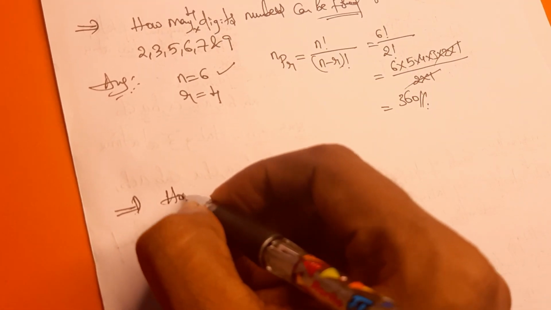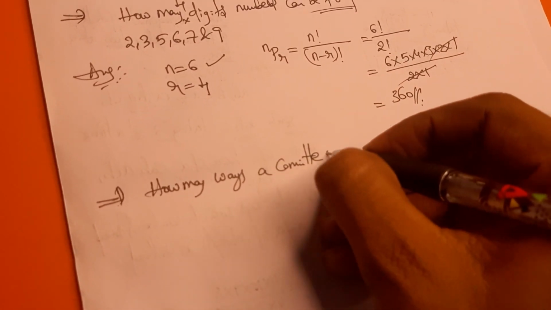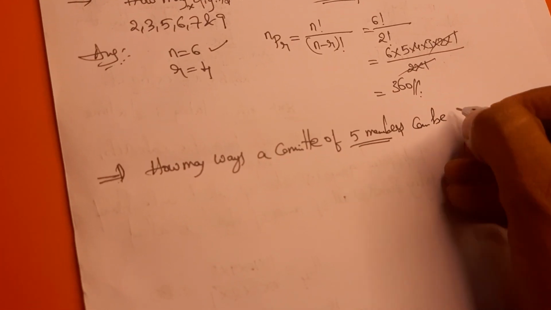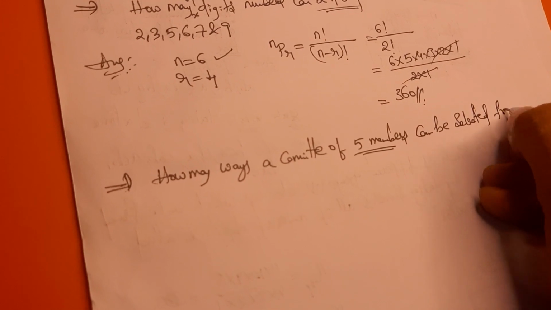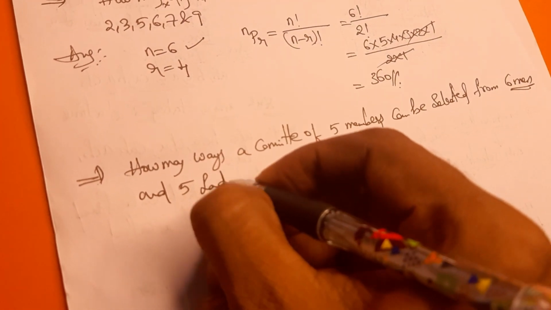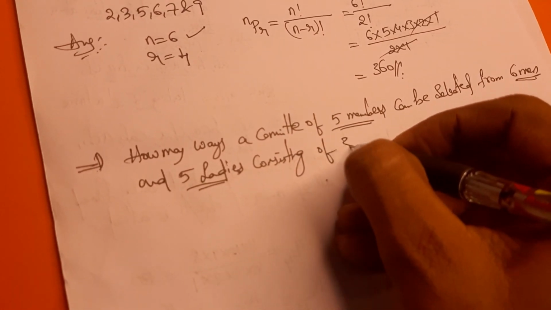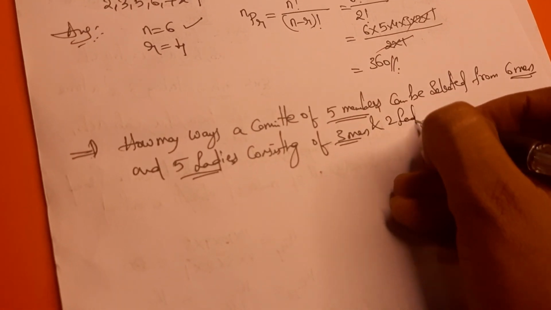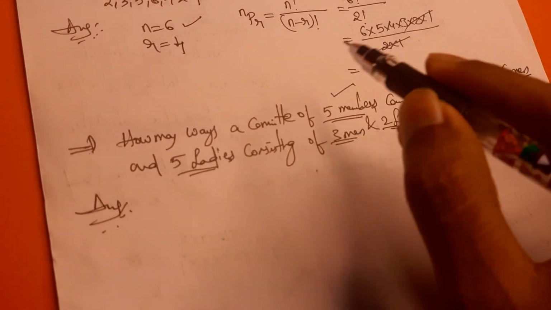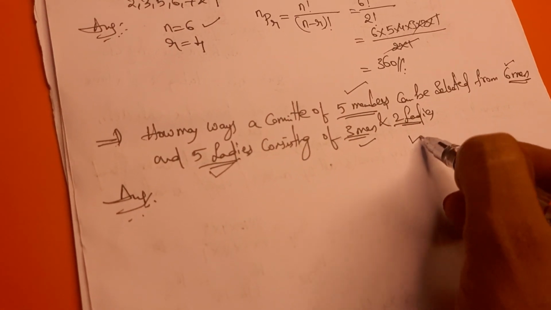Okay. So let's try to solve one more question based on the permutations. How many ways a committee of 5 members can be selected from 6 men and 5 ladies, consisting of 3 men and 2 ladies. Let's see. Here the committee of 5 members can be selected from 6 men and 5 ladies, consisting of 3 men and 2 ladies.